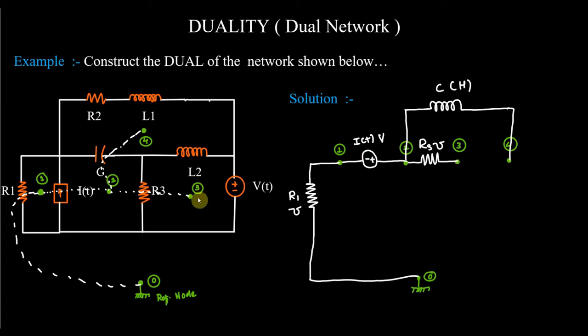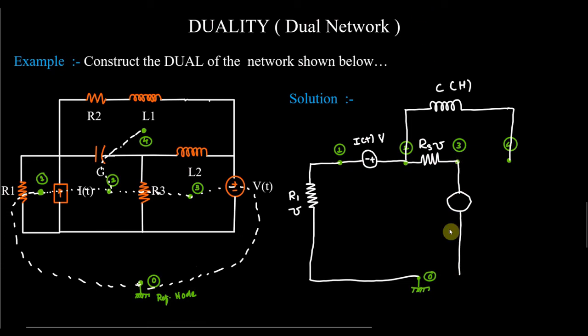Now consider the third one. In the third mesh, you can see that there is one voltage source, so connect that source between 3 and 0, because this is a self admittance, self impedance. Fine. And as this is a voltage source, its dual will be a current source, and the arrow will be upward because it is plus minus, and the value will be V of t ampere.